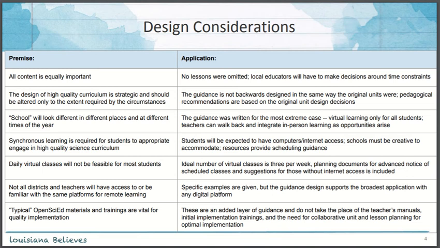Each unit design is based on a 3 virtual class per week ideal model. In the event of a hybrid learning environment, the components that take place during virtual classes should be prioritized for in-person learning. This guidance was designed to be broadly applied with any digital platform so that teachers may use what is available and most familiar to them. Teachers should also be using typical OpenSciEd curriculum resources in combination with this digital learning guidance.